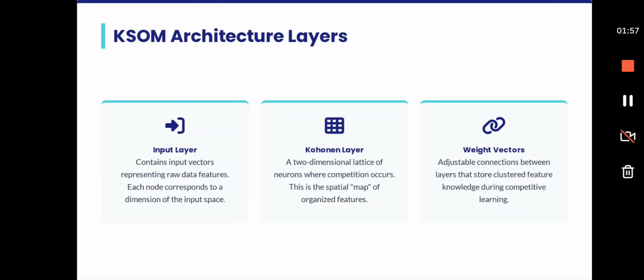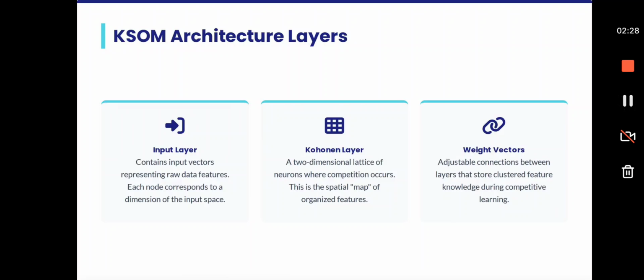Now let us see the architecture of KSOM. This slide explains the architecture of KSOM. The input layer contains raw data features. The output layer consists of neurons arranged in a two-dimensional lattice where competition occurs. Weights are adjustable connections that store organized feature information. In this architecture, each neuron corresponds to a specific input feature and learning pattern during training.